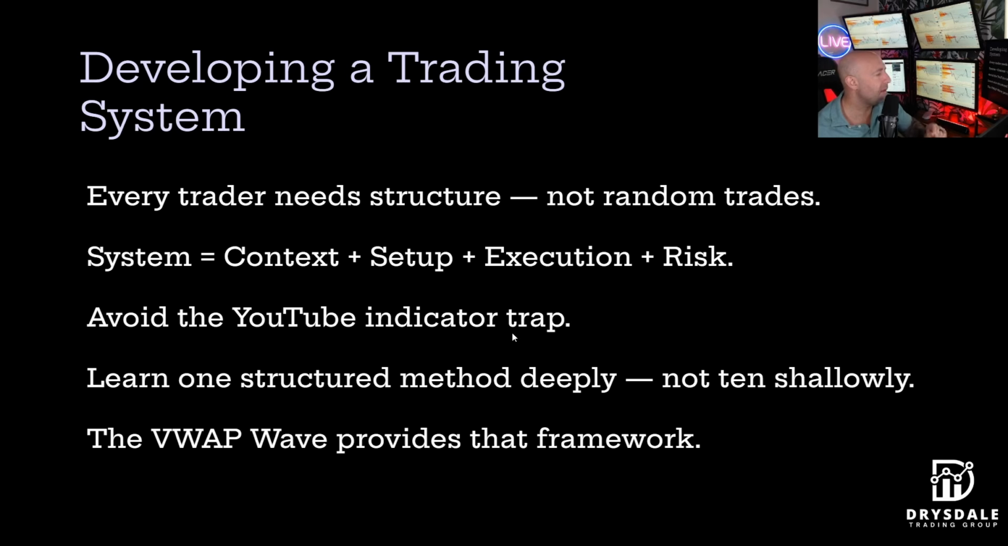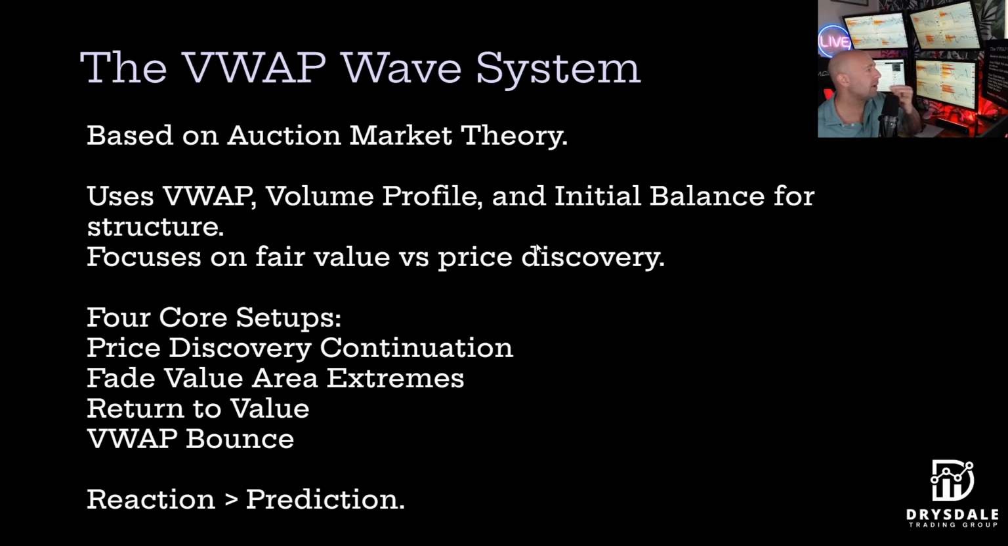So with the VWAP Wave system, I provide you everything you need to know with a full all-encompassing trading system. It's based on auction market theory. This is how markets really work. The market is an auction. So we trade the structure of the market and read the auction. To do that, we use the VWAP, which is the volume weighted average price. We use the volume profile and initial balance for structure.